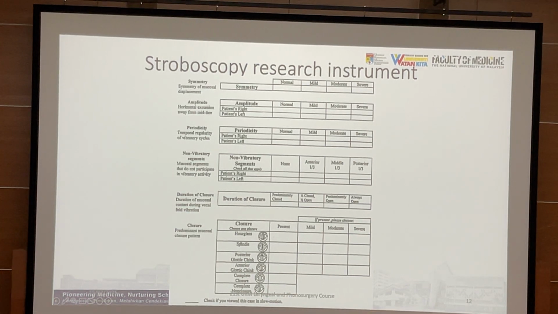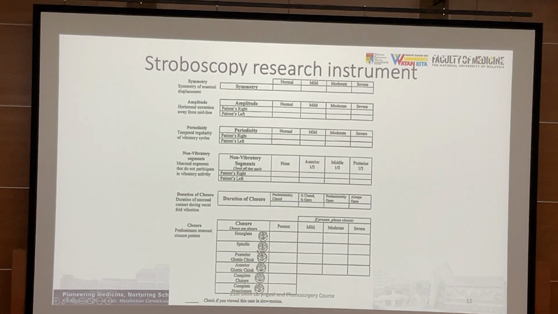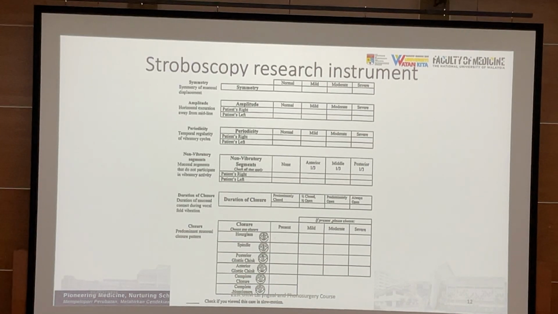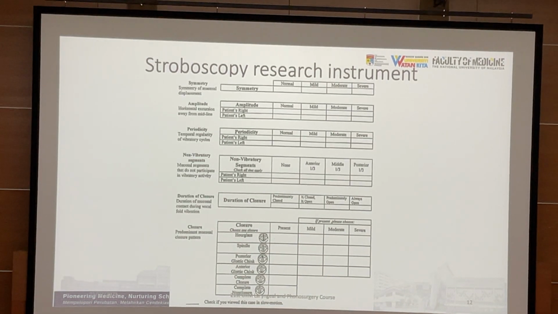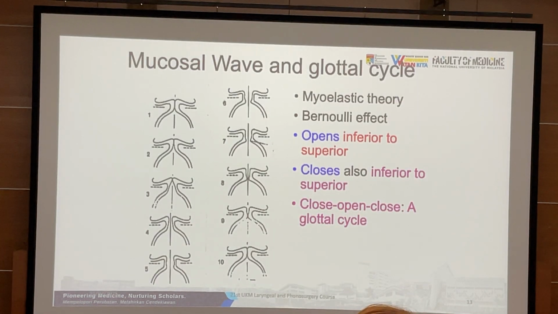And the last bit is you document what is the type of closure. Is it completely closed? Or is it diamond shape? Or is it hourglass? Or is it just the posterior bit which is open? So these are the things that you document when you examine the patient's vocal fold.